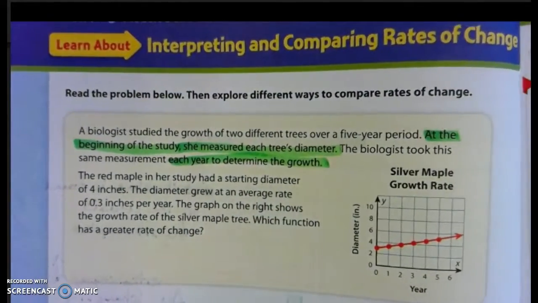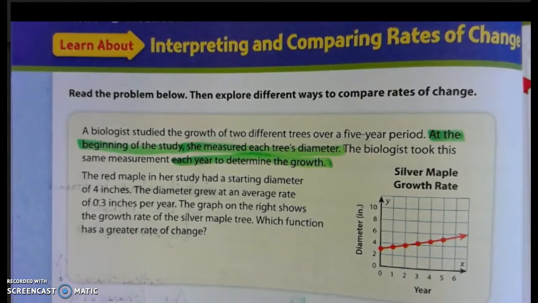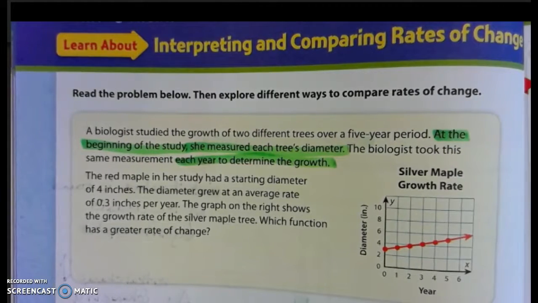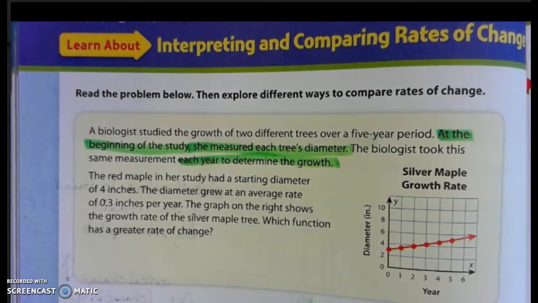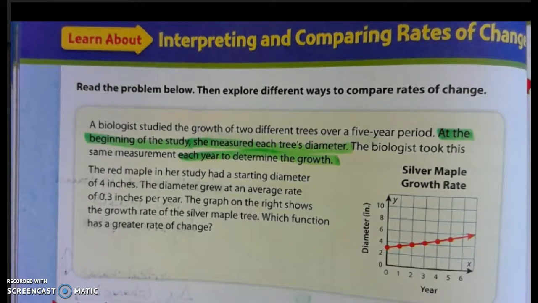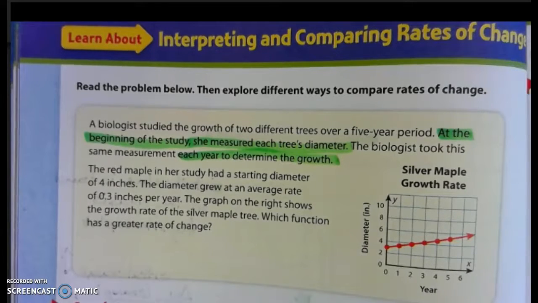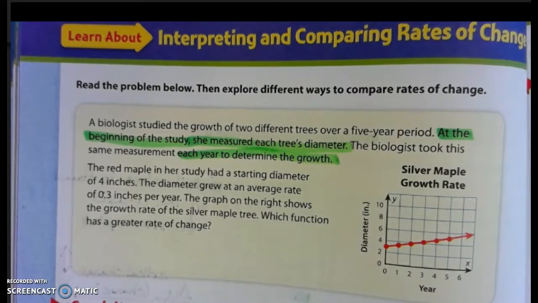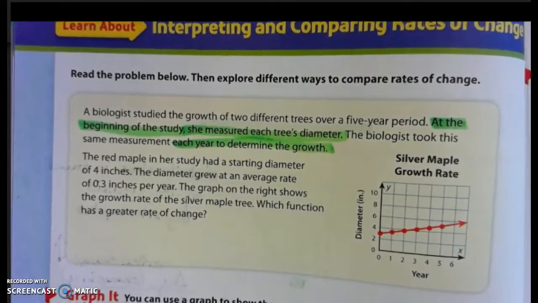So one thing is happening in the beginning, right? Another thing is happening each year. One of those is the initial value. The beginning, in the beginning, that's your initial value. The each year part, that's going to be your rate of change. Now, they're going to give you that in two different ways.